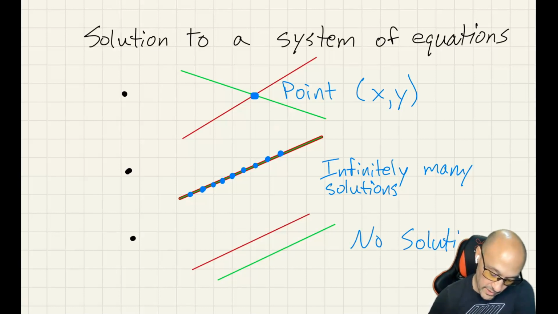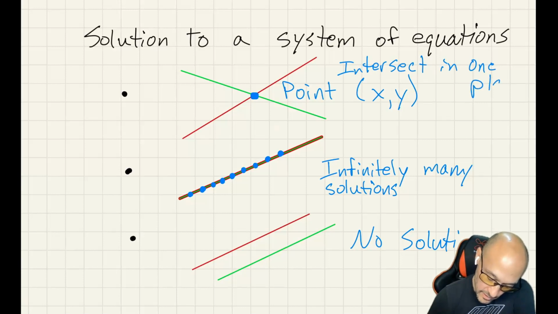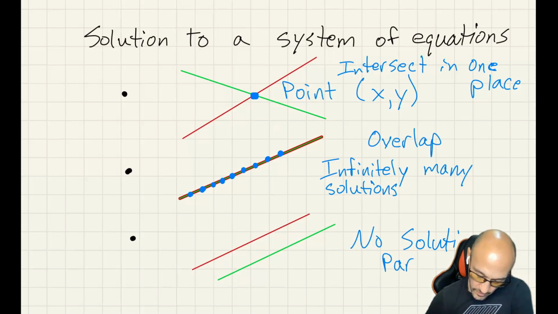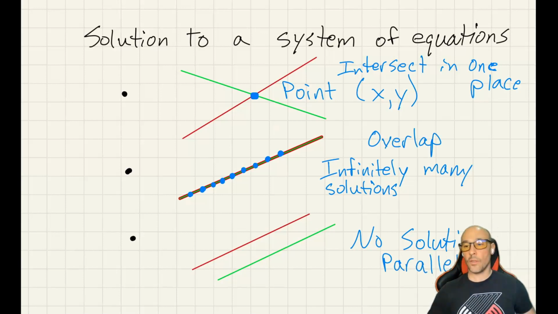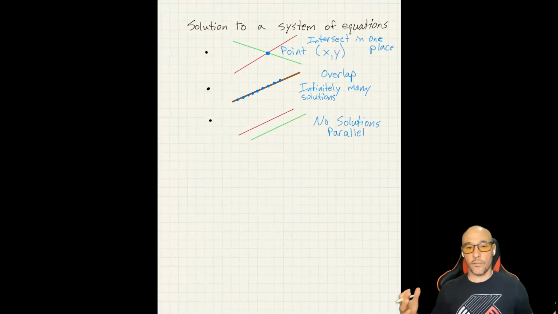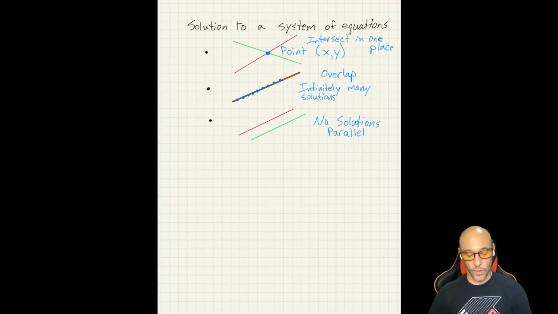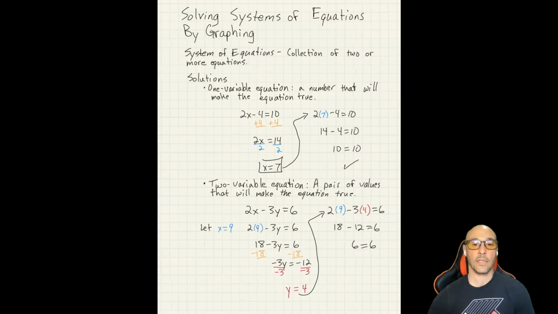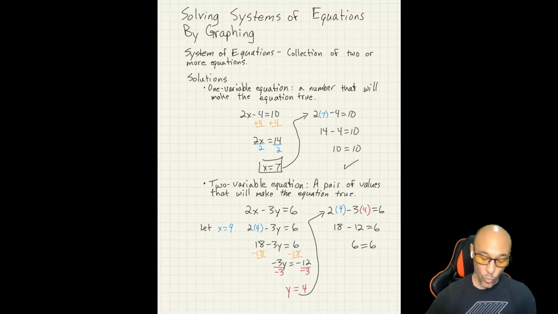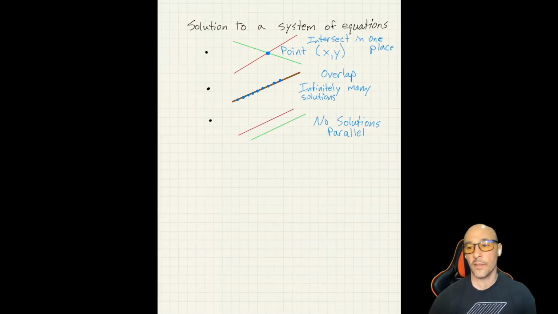So what you can think of is up here they intersect in one place. Here they overlap. And here they are parallel. So that's the way that you can think of the kinds of solutions that you're going to get when you're looking at a system of equations and what the graphs will look like in those cases.